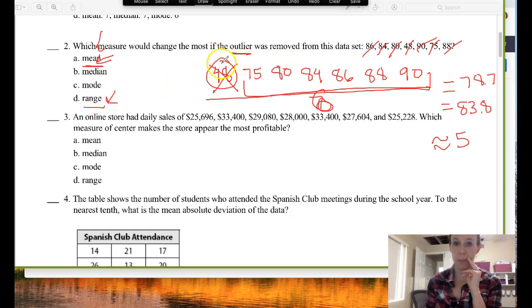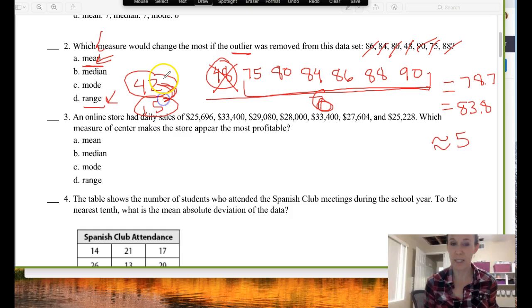Now the range from the least to the greatest, so I'm going to go 90 and subtract off 48. My range from 90 to 48, that's a 42 difference. Now if I get rid of this outlier, my range would be from 90 to 75. Now if I subtract 75 from 90, I'm going to get 15. So that's a huge difference. The range is 42 or the range is 15. That's way bigger than a 5-point difference.